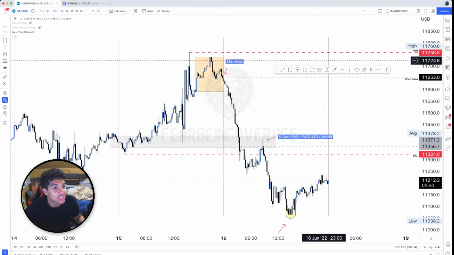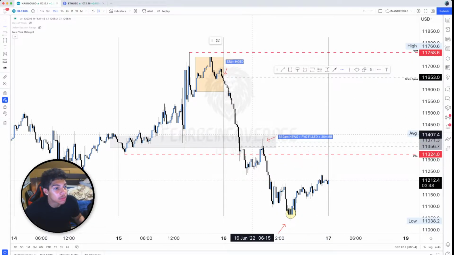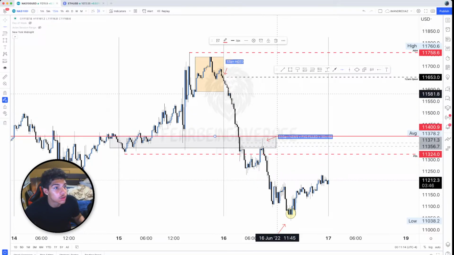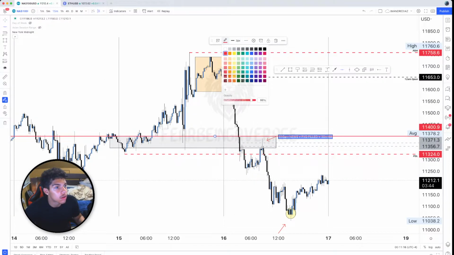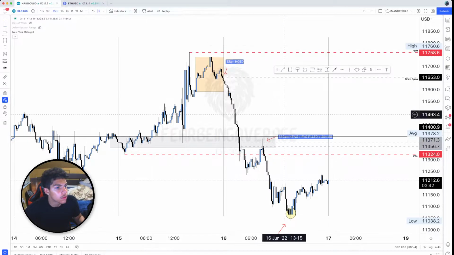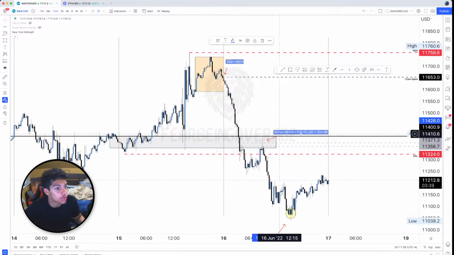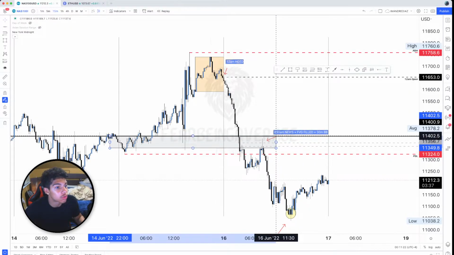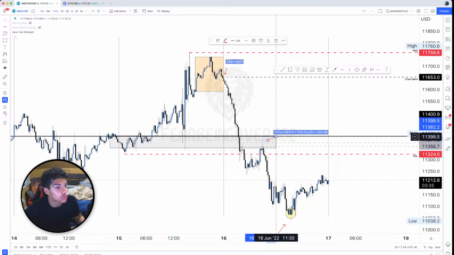Price didn't really tap into it, but for the most part, guys, you have to keep in mind that not everything is always going to be perfect. We came close to this 11,400 level. We didn't quite tap into it, but if you go to a different broker, I'll show you right now.